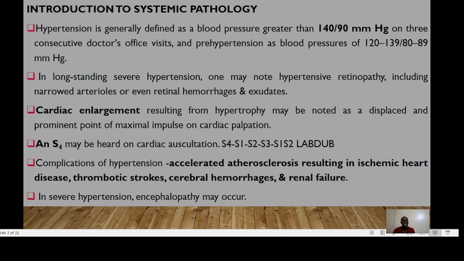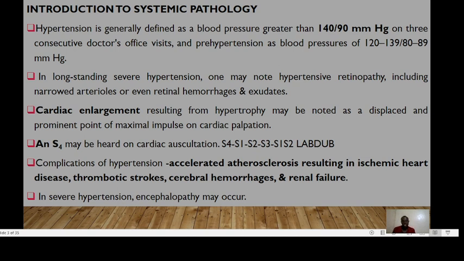So in long-standing severe hypertension, one may note hypertensive retinopathy, including narrowed arterioles or even retinal hemorrhage or exudates. Cardiac enlargement could result from hypertrophy and may be noted as a displaced and prominent point of maximal impulse on cardiac palpation. An S4 may be heard on cardiac auscultation and it normally comes before the S1. So instead of having the normal lub dub, we could have ta lub dub.